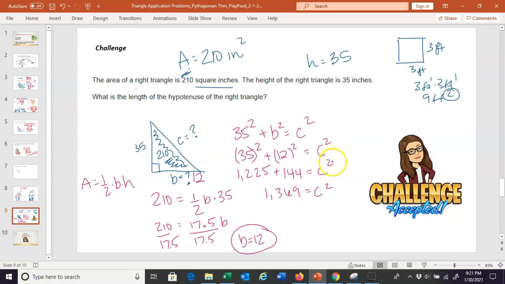Now remember, the inverse of squaring is square rooting. So we're going to square root both sides, and you get 37. I never would have guessed that. Plus or minus, right? But because it's a length, it is going to be the positive. So it's 37 inches. Our units are inches.